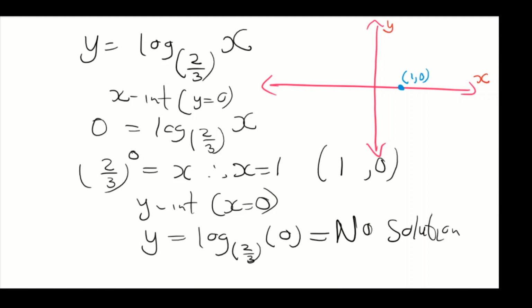Remember that our function does not touch the y-axis, hence we couldn't find the y-intercept. So it's going to look something like this. It's going to approach the y-axis, but it won't touch it, and here it's going to move away from the y-axis. So this would be our inverse of the function.